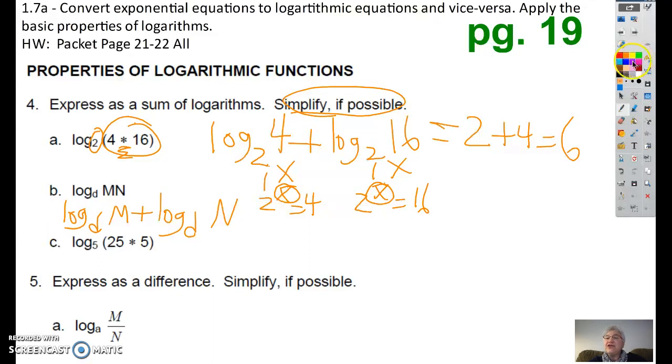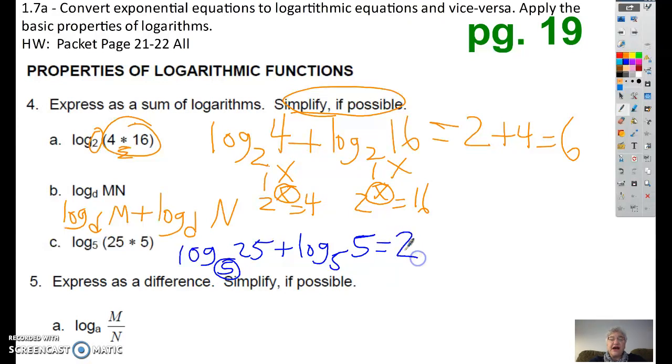So if I'm writing it out, let me change colors so we can see it more clearly. Log base 5 of 25 plus log base 5 of 5. So taking each one separately, 5 raised to what power equals 25? That would be 2 because 5 times 5 is 25. Log base 5 of 5 means 5 raised to what power equals 5? 5 raised to the first power equals 5. So the answer to 4C is 3.